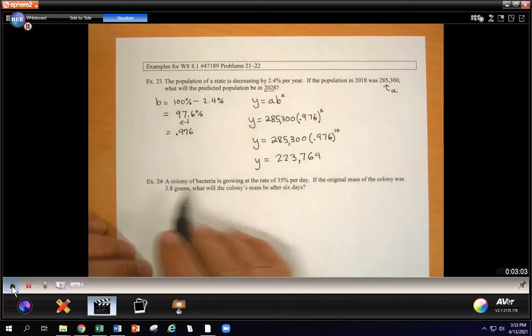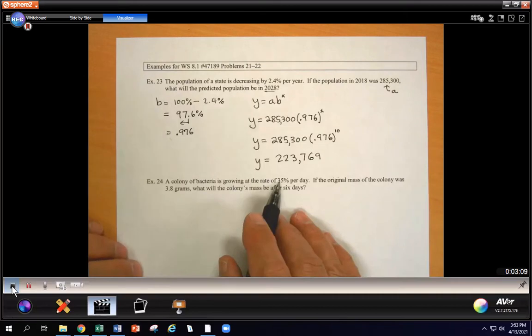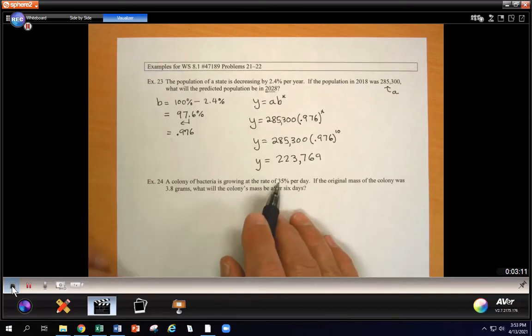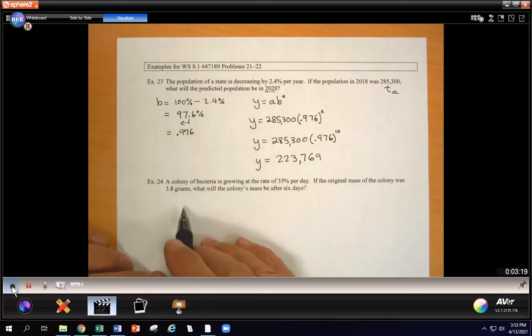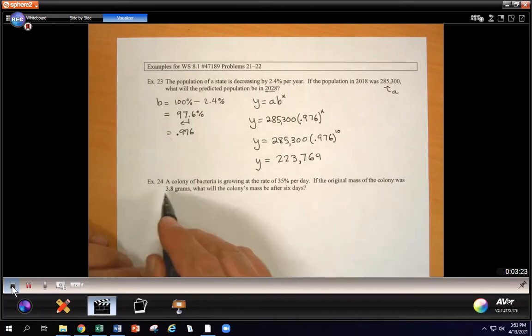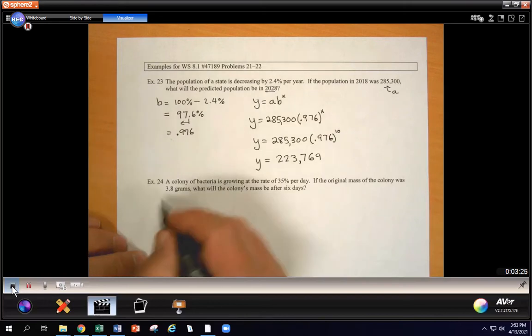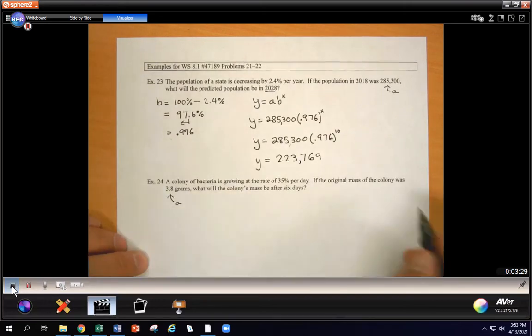Okay. The colony of bacteria is growing at a rate of 35% per day. So this thing is really skyrocketing because that's a huge percentage of increase each time. And they don't count individual bacterium. They weigh the whole pile, okay? So the starting original amount of this thing was 3.8 grams of bacteria. So that's your A value, measured in grams.